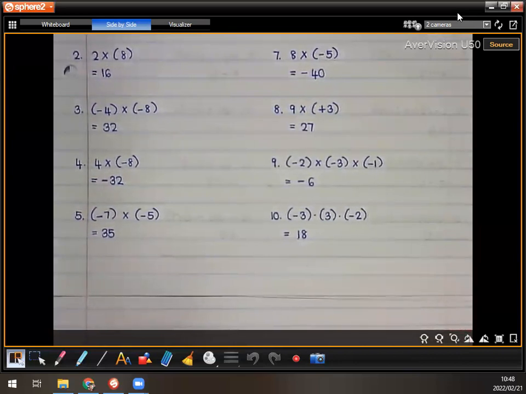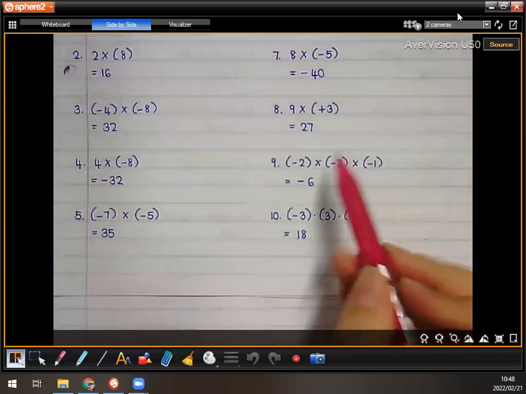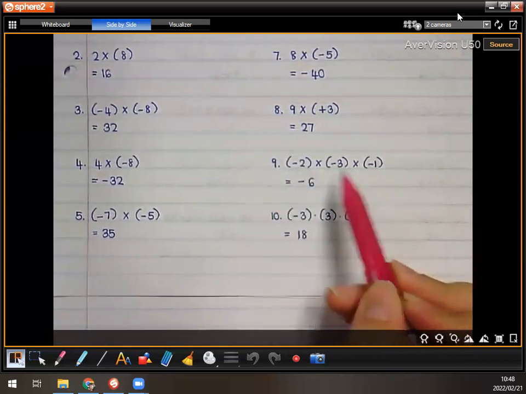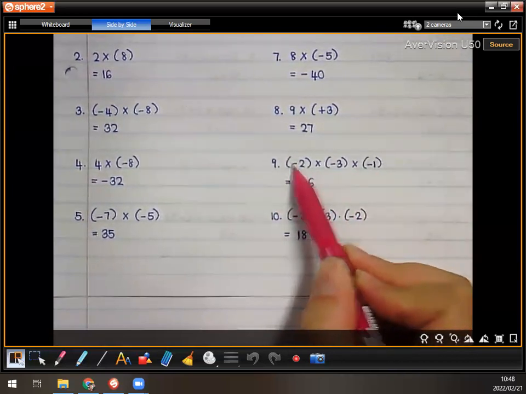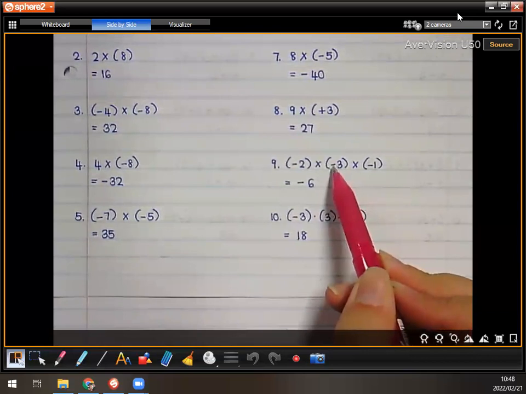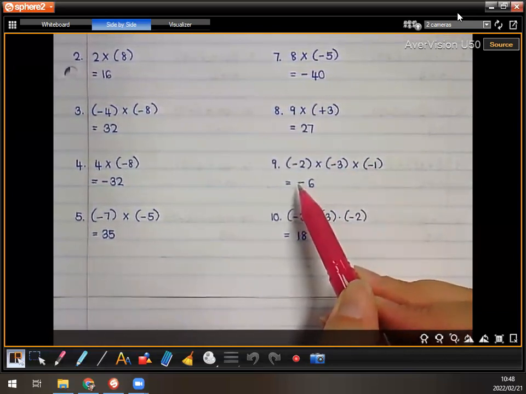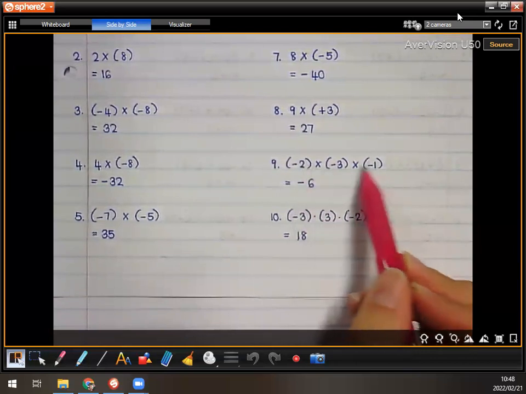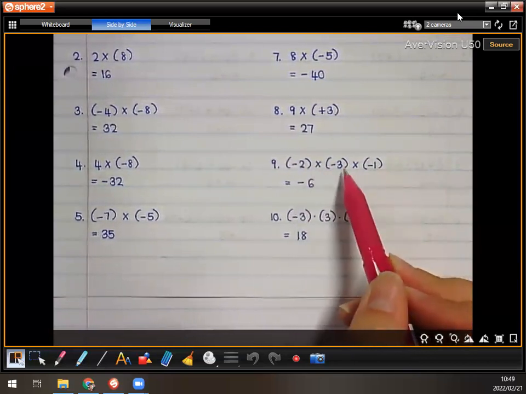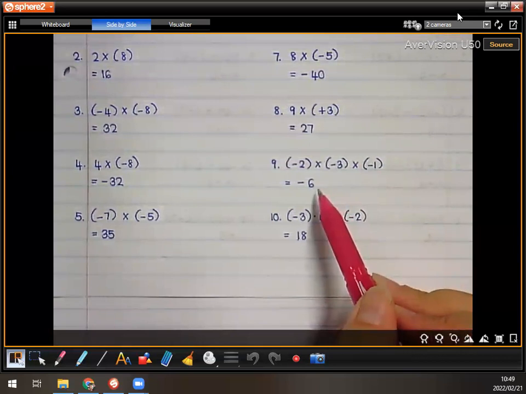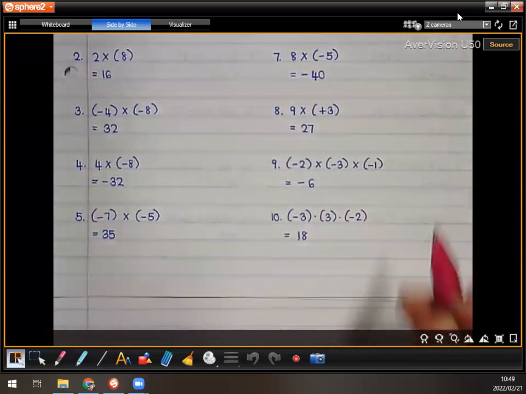So guys, when you start multiplying 3 numbers, it's a bit more complicated, but what I do is I always do the signs first. What's a negative times a negative? Positive, and then times another negative is going to give me a negative. And then I'll do the numbers. So 2 times 3 is 6, times 1 is 6. Or you can do it like this.